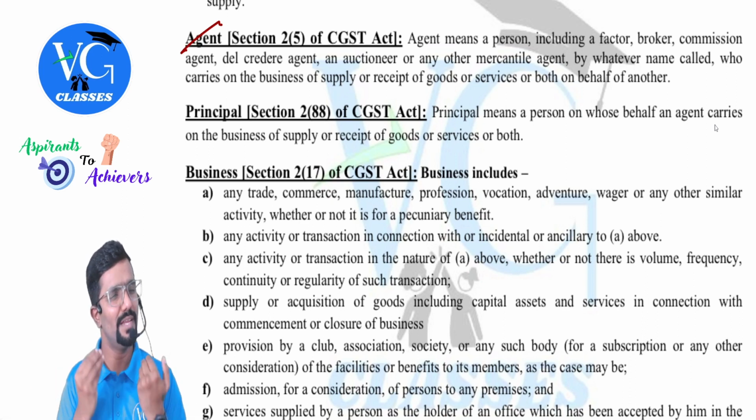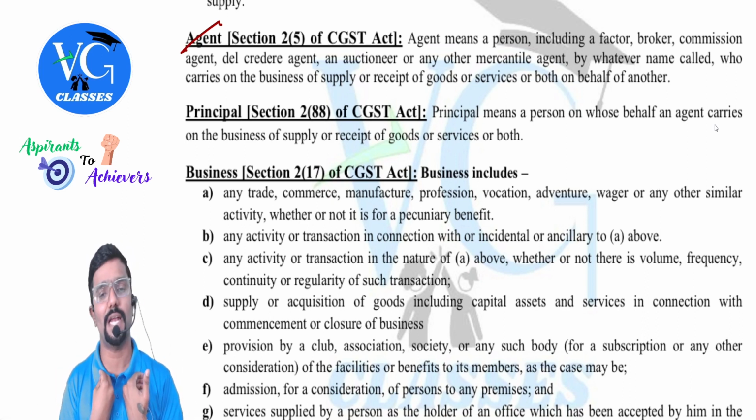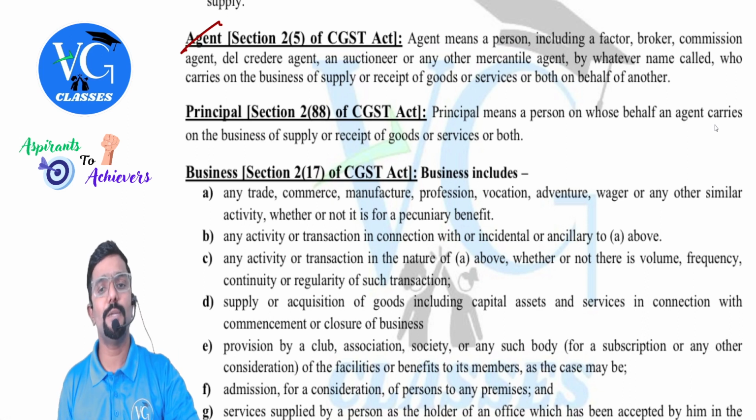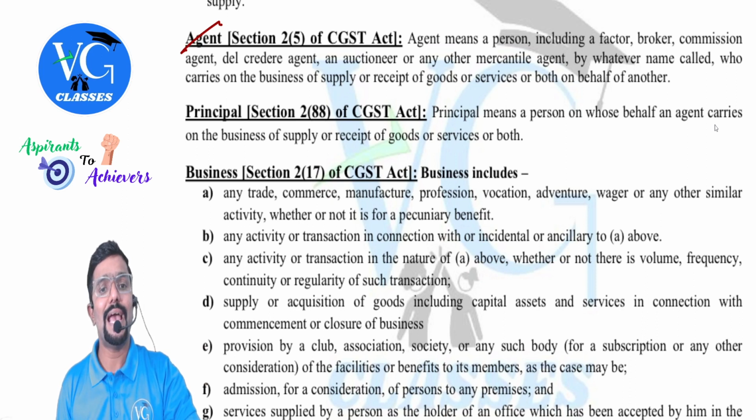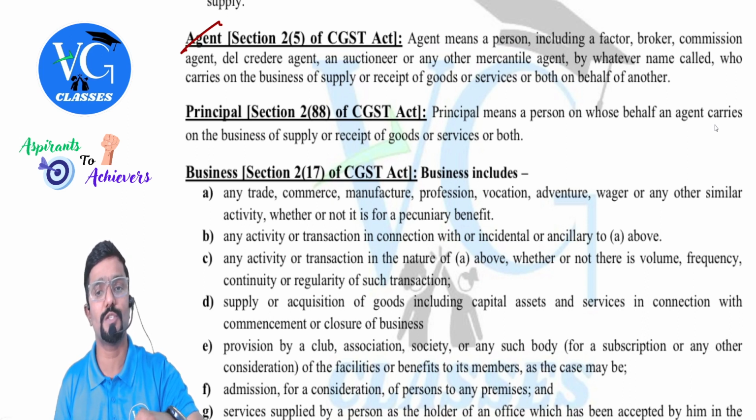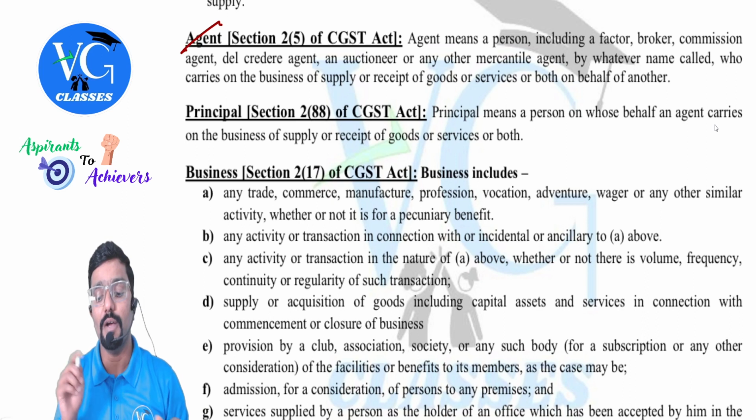Agent. Very simple definitions, guys. Agent and principal. Even a common man, a layman can understand this. Agent means a person including a factor, broker, commission agent, del credere agent. There is one clarification. We will read that later. An auctioneer or any other mercantile agent by whatever name called who carries on the business of supply or receipt of goods or services or both on behalf of another.